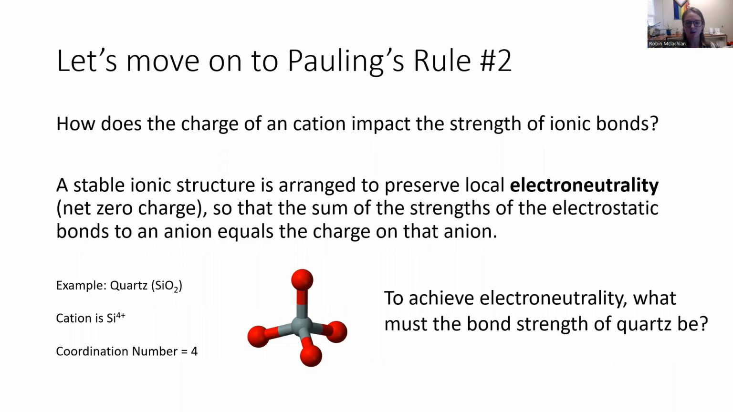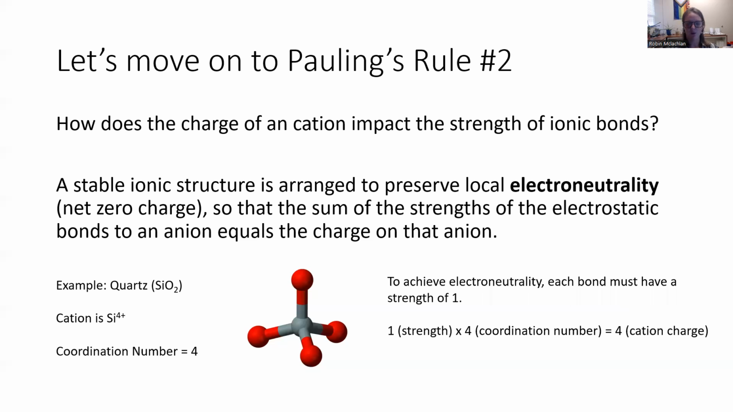So the electroneutrality, zero net charge. This allows us to figure out what the strength of each bond has to be in order to create a zero net charge. To achieve electroneutrality, for example, what must the bond strength of quartz be in SiO2? To figure this out, we have to think about the coordination number, which is 4. And what's the cation charge? 4. So in order for that to cancel out, each bond strength has to be 1.